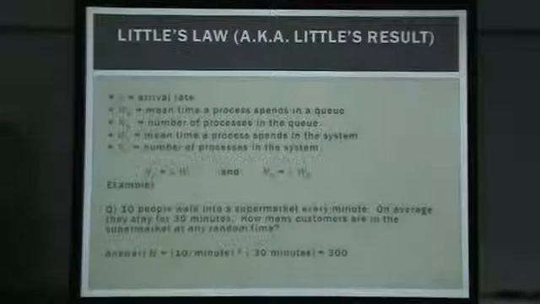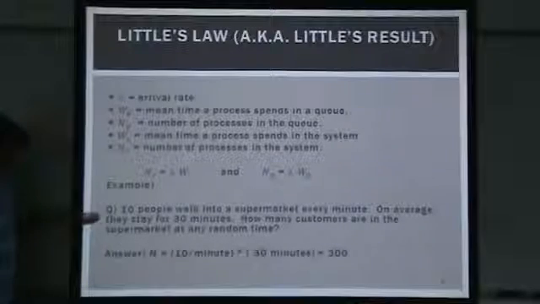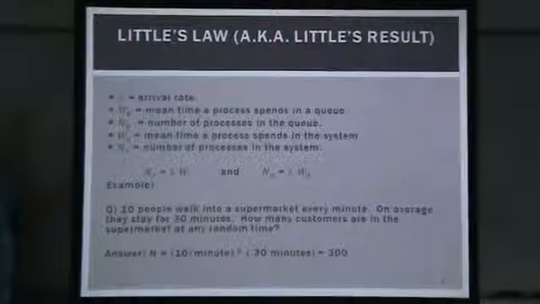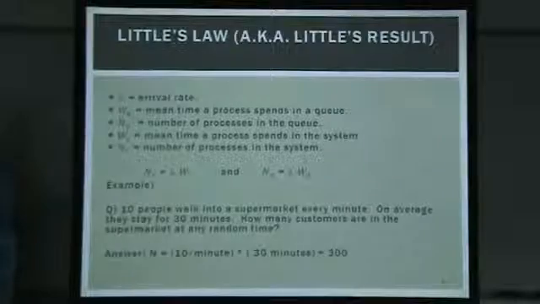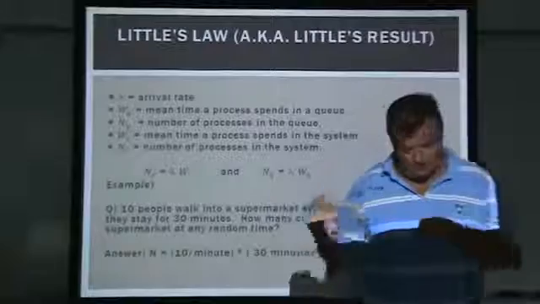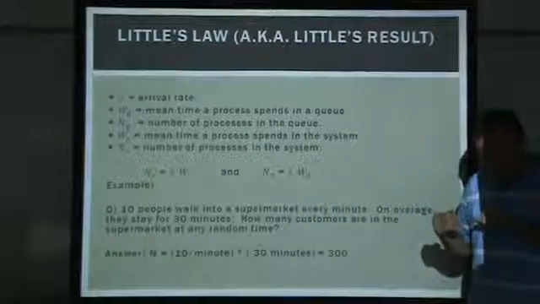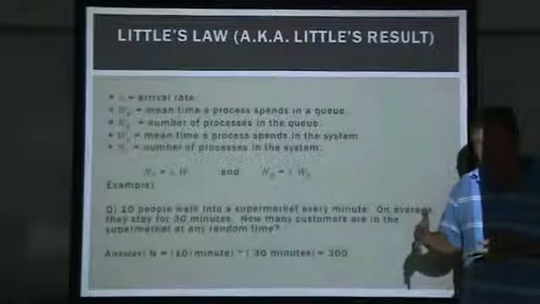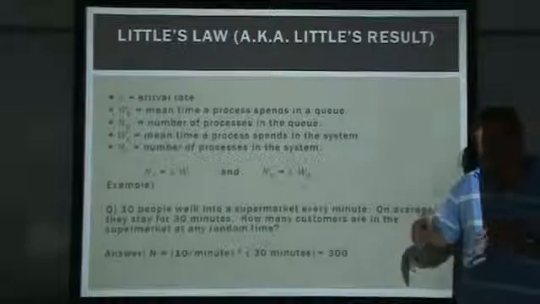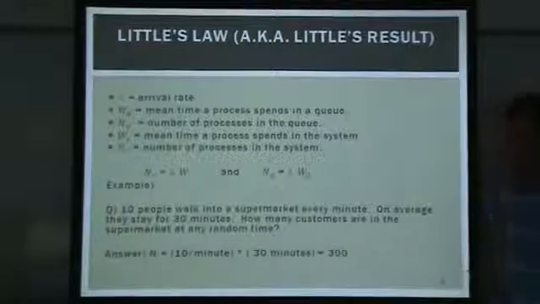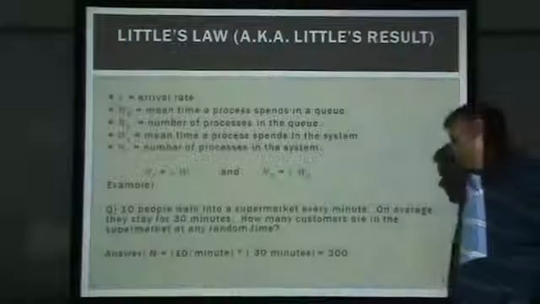So hopefully this is an intuitive example. If we have 10 people walk into a supermarket every minute, and on average they stay there for 30 minutes, then at a random point in time, how many people are in the supermarket? So I'm just hoping the intuition is, it's a rate of 10 per minute. So you might think, well, maybe there's 10, but that would be true if they stayed for 1 minute. If they stayed for 2 minutes, then there'd be on average 20 people there, and so on. And if on average they stayed for 30 minutes, then it would be 10 times 30, which would be 300 people on average.